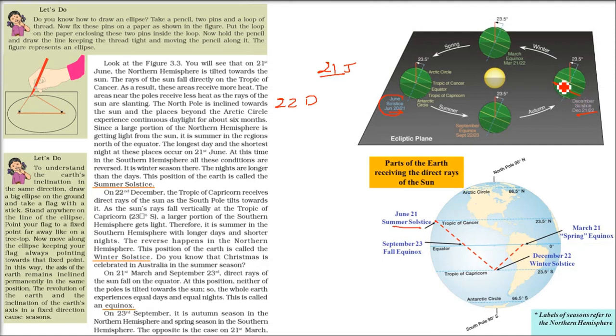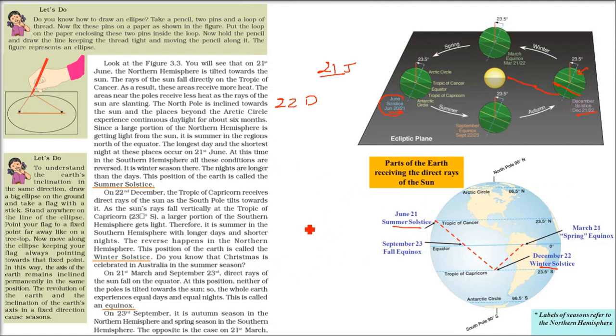Now at this Tropic of Capricorn we get the direct rays of the sun, as the South Pole is now more tilted towards the sun. So we get a lot of sun rays in the lower part, and these fall vertically on the Tropic of Capricorn, straight at 23.5 south. A much bigger portion of the southern hemisphere is getting light, and therefore it is summer in the southern hemisphere, with longer days and shorter nights. The reverse happens in the northern hemisphere. This is what we call the winter solstice.